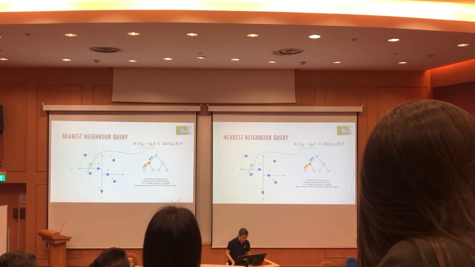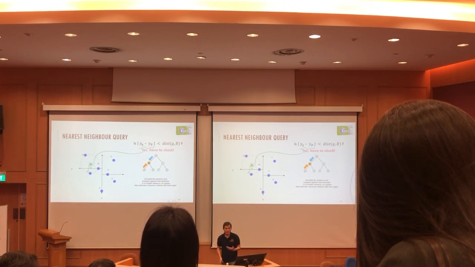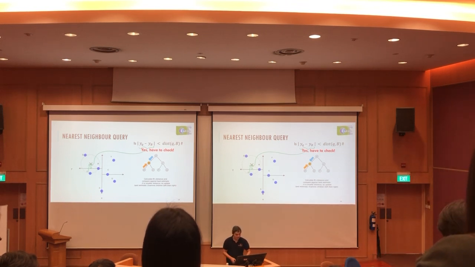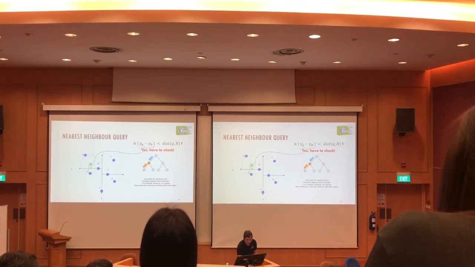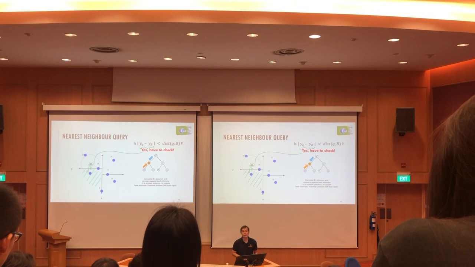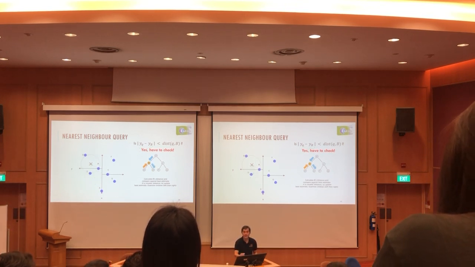Okay? So, if that is smaller, that means yes, I have to check. It means that this distance to B overlaps with another region. And this portion here, I haven't checked yet, but I need to check it because there is a potential that there is a point, let's say here, which is closer to me. So I have to recurse down that subtree, that branch.